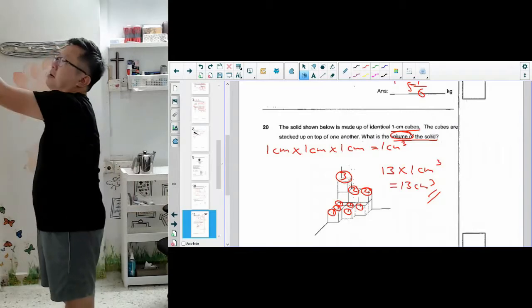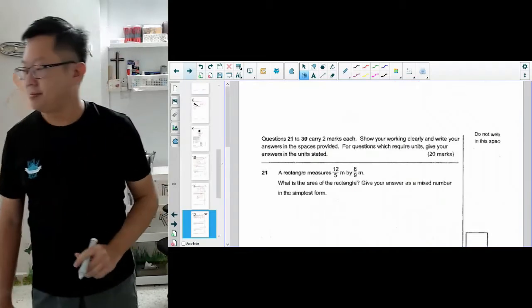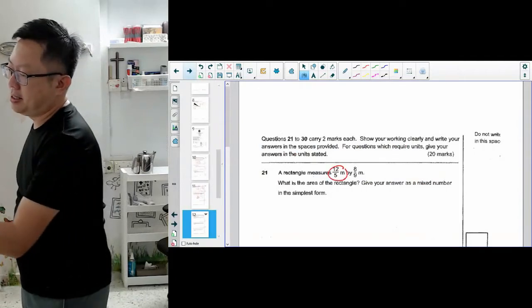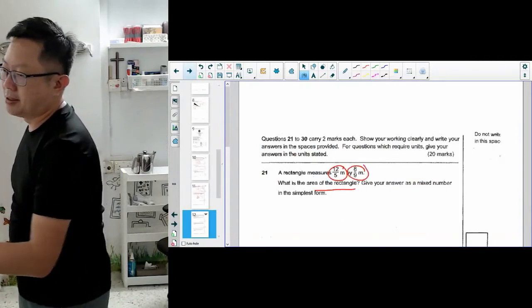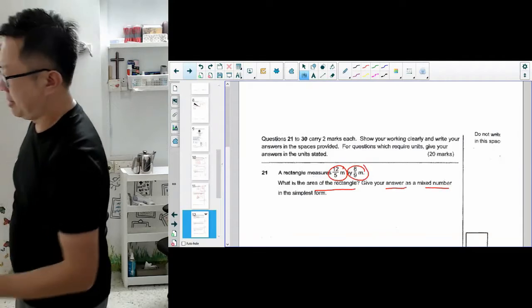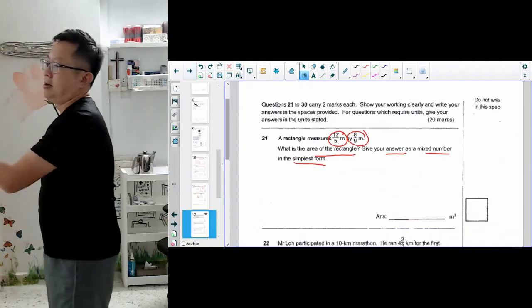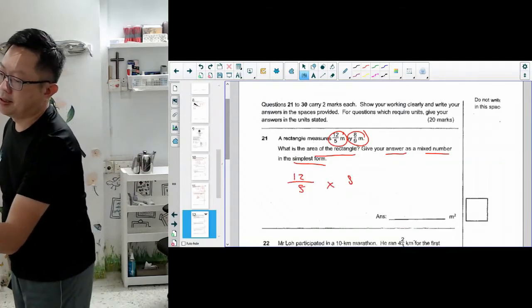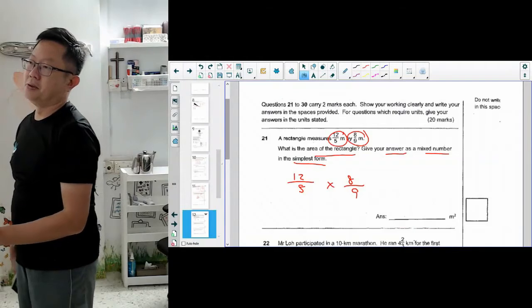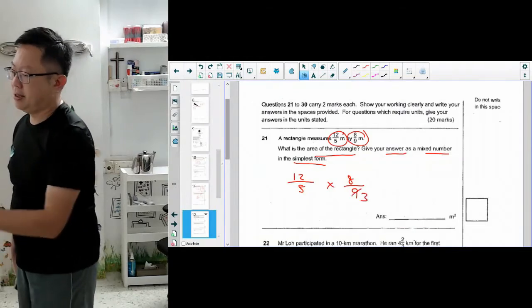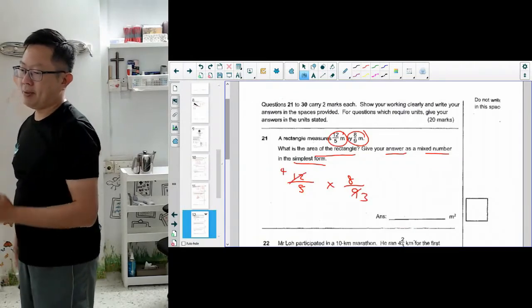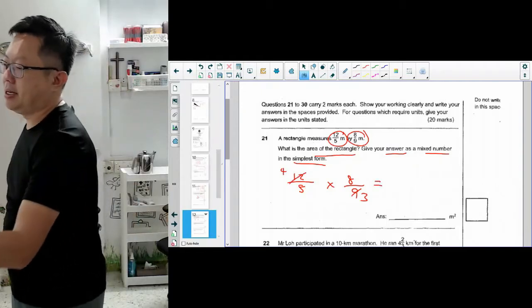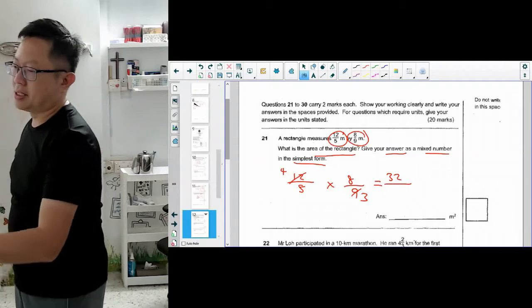Okay, let's go to question 31. A rectangle measures 12 over 5 meter by 8 over 9 meter. So what's the area of the rectangle? And give your answer as a mixed number in the simplest form. So you are tested on how to multiply fractions. So you have to cancel again. So you divide by 3, you get 3, divide by 3, you get 4, and you can't cancel anymore. So you multiply the numerators, 4 times 8, 32, and then 5 times 3 is 15.